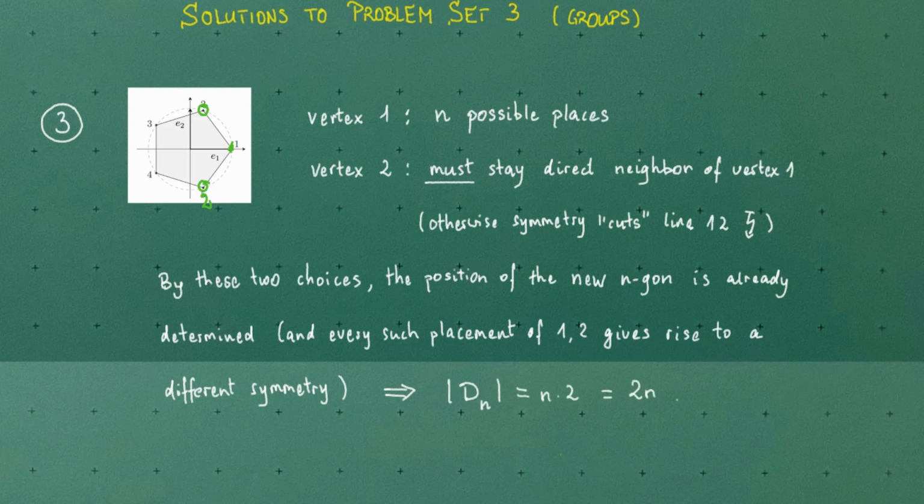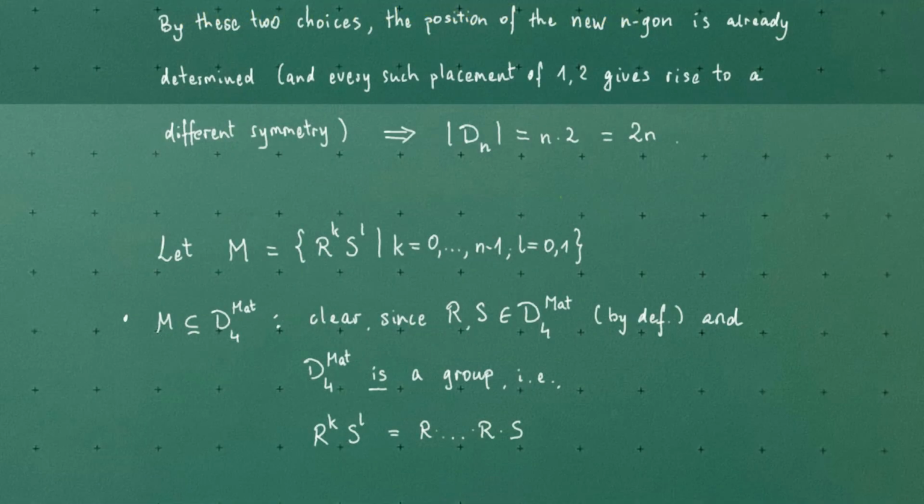So this means the cardinality of this set here is n times 2, because I have here n choices and here only 2 possible choices, giving me 2n possible symmetries of the regular n-gon. Okay, now for the interesting part, or the more advanced part of this exercise. We take this set here and abbreviate it by capital M. So all the products of the different powers of matrix R and matrix S.